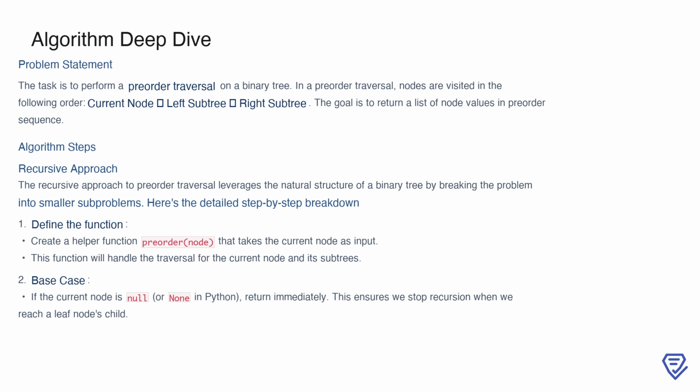In preorder traversal, the order of visiting nodes is critical. We first visit the current node, then recursively traverse the left subtree, and finally the right subtree. The goal is to return a list containing the values of all nodes in this specific order. To solve this, we can use a recursive approach that takes advantage of the binary tree's hierarchical structure.